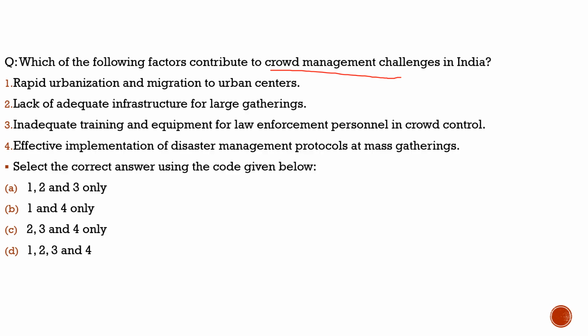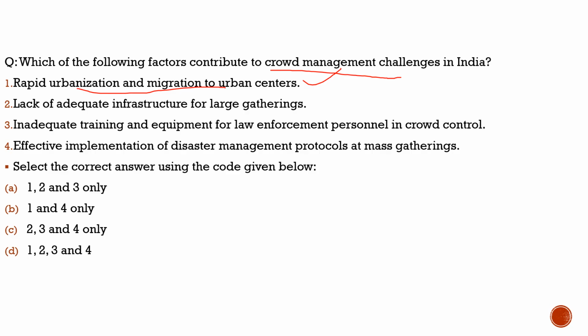First statement, rapid urbanization and migration to urban centers. 100% correct. Because of rapid urbanization, when people start migrating to urban centers, there is no planning, and they start living in congested areas, and crowd management becomes a real issue there. We have seen how transportation becomes difficult, how traffic jams happen, because rapid urbanization is one of the main reasons for that.